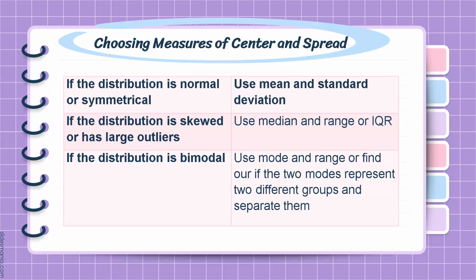If the distribution is normal or symmetrical, we use the mean and standard deviation. If the distribution is skewed or has large outliers, we use the median and range or interquartile range. If the distribution is bimodal, we use mode and range.